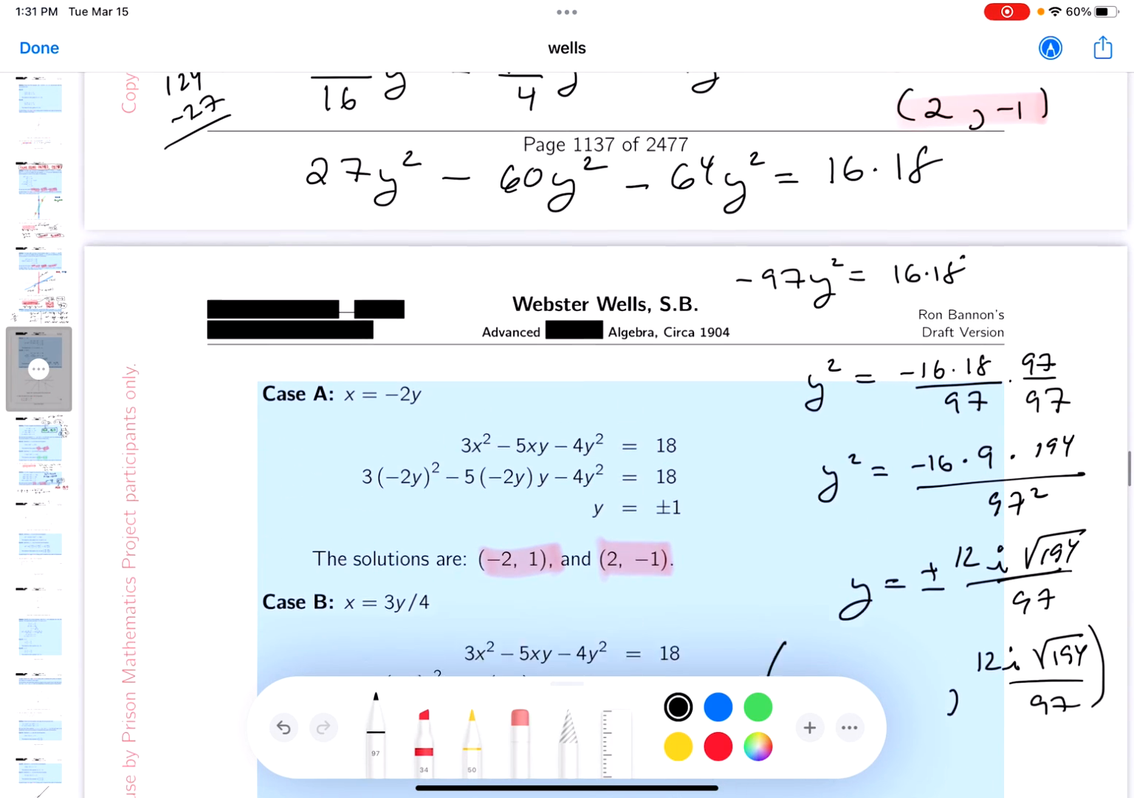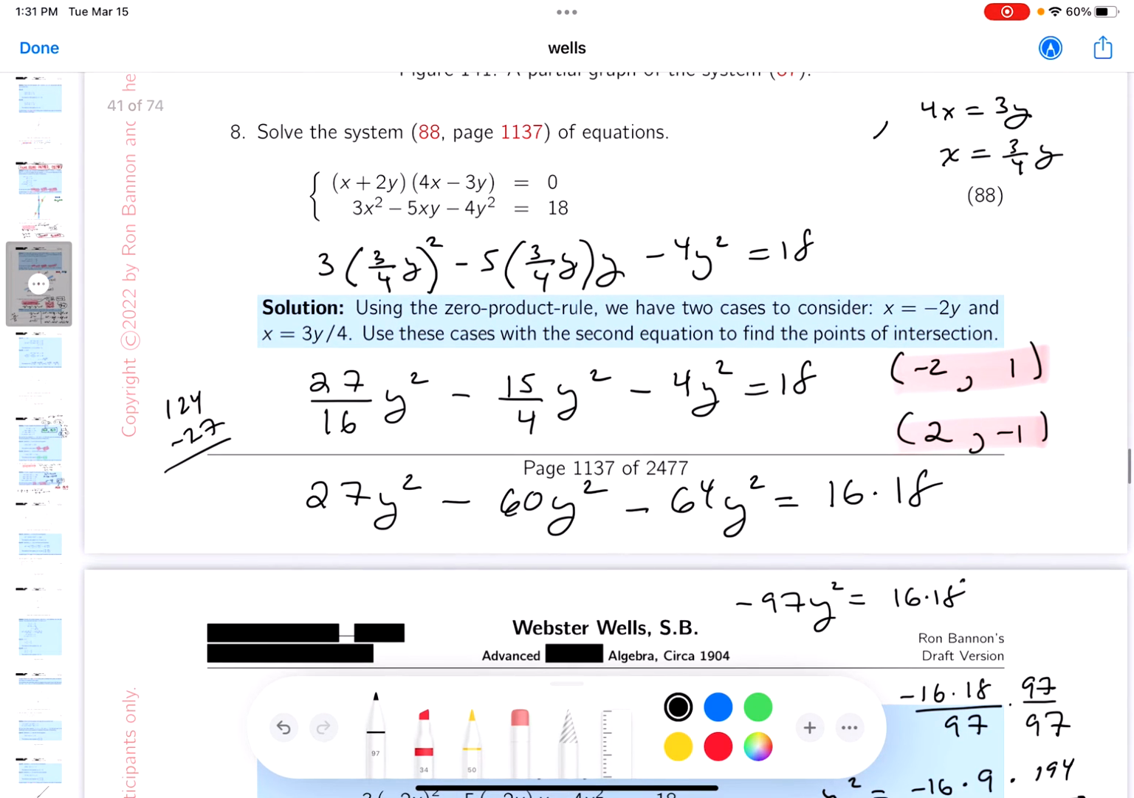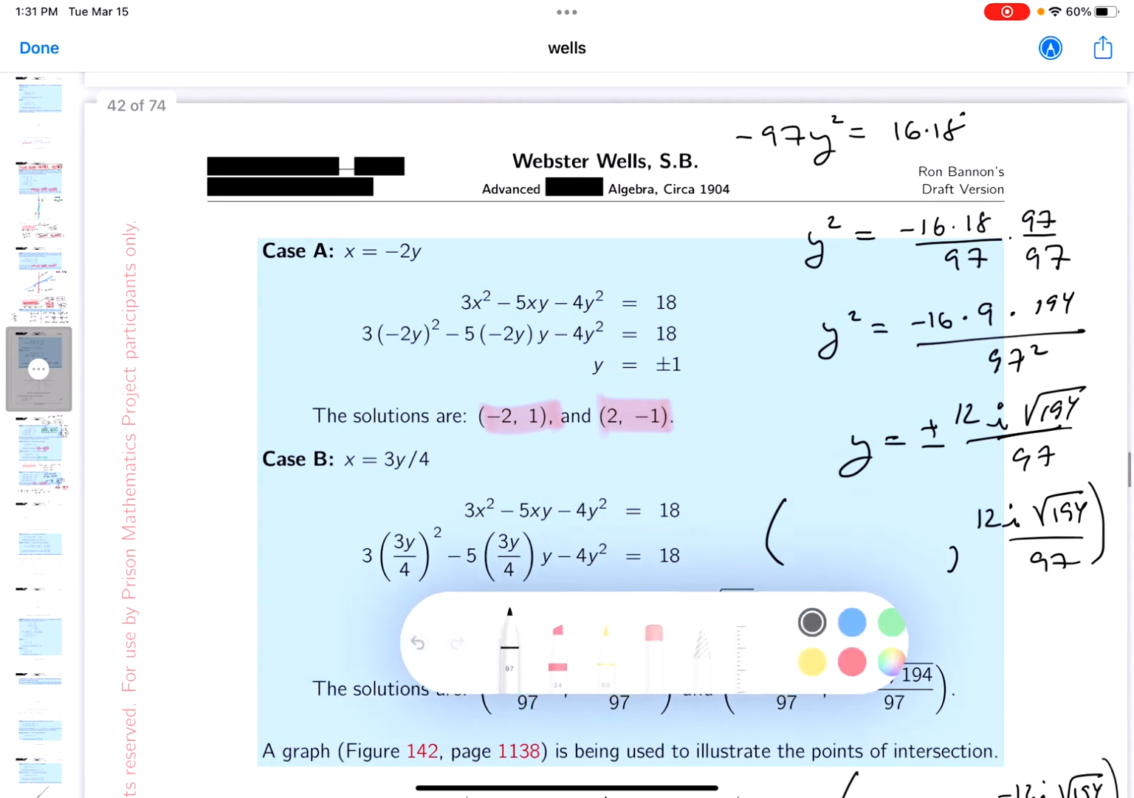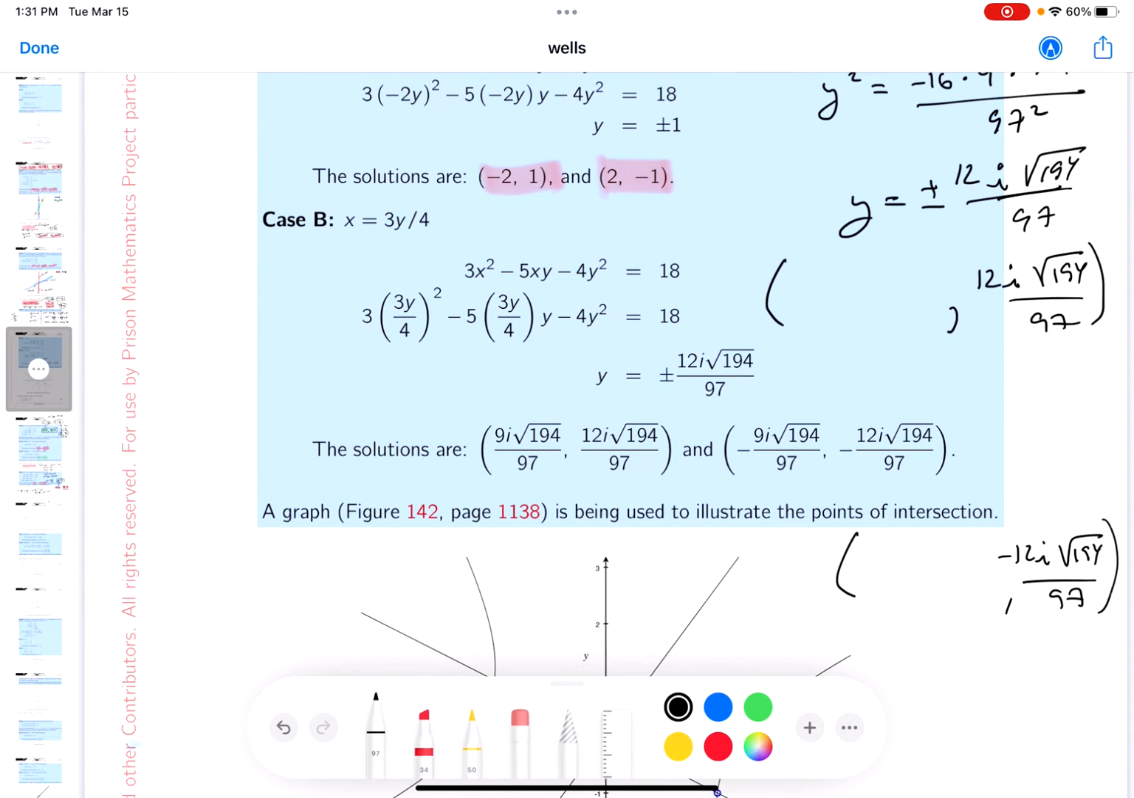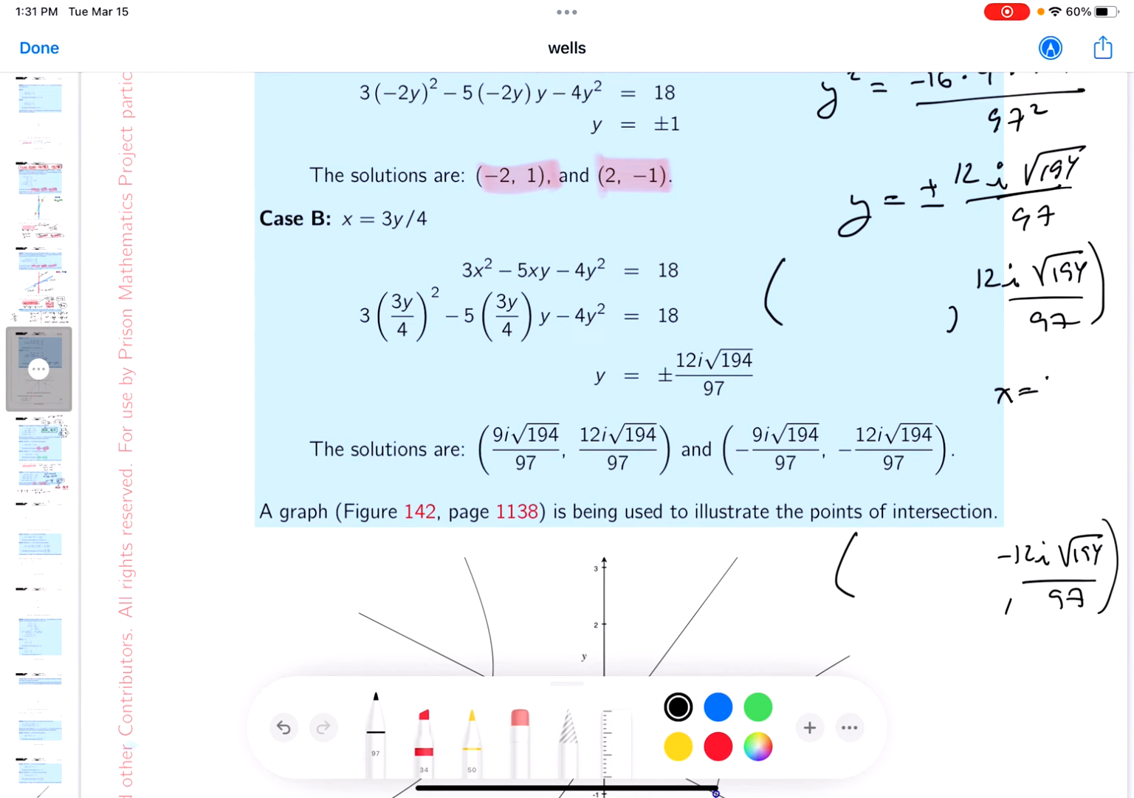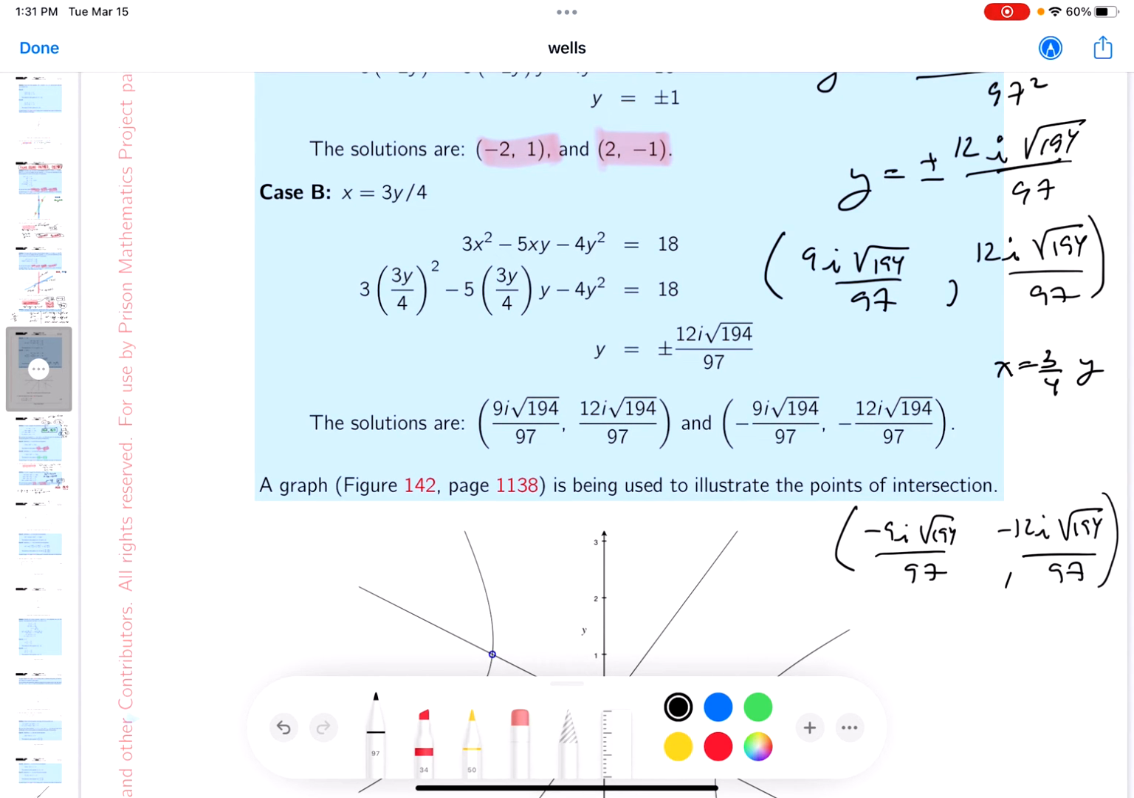I got to compute the x, and so I don't even remember what that is. It has to do with this thing over here. So it's just 3/4 of a y. Whoops, let's put this down. So the x is 3/4 of the y. Well, that's pretty easy to do, actually, because 4 goes into 12 3 times, and 3 times 3 is 9. So you can get 9i root 194 over 97. And over here you can get minus 9i root 194 over 97. And these are complex numbers. Let's just get our grading done here and see if we did okay. Did I get this one? I did. Did I get this one? I did.